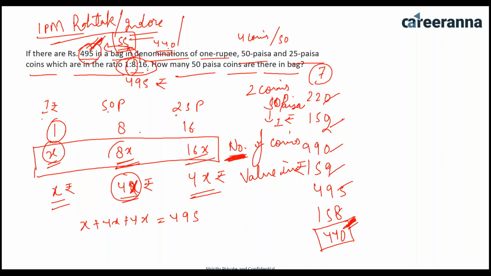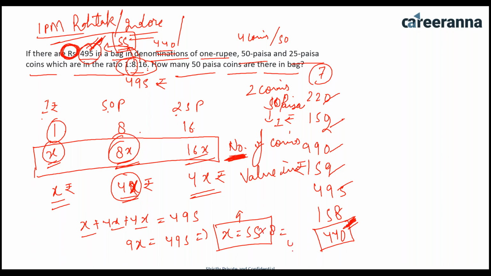So we are converting them from paisa to rupees. Very good, Kashish. Why are we doing it? Because this is given in rupees. So it will be x plus 4x plus 4x. It is 9x equals 495. So x will be, can we solve it for x? 55. If x is 55, what is the value of 8x? This multiplied by 8, it will be 440.